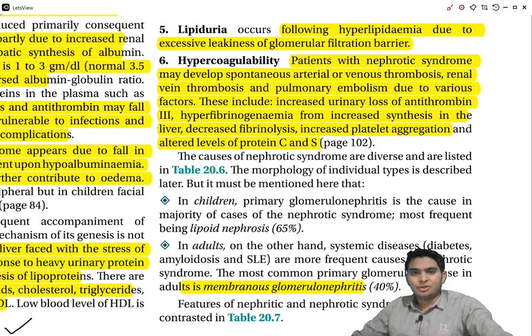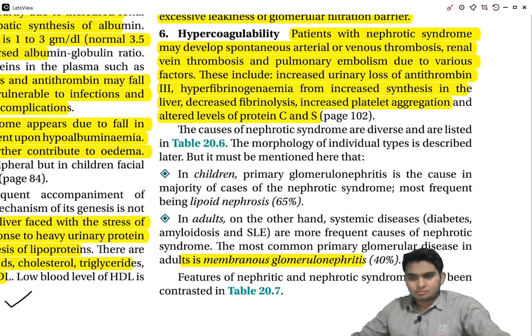The next feature is lipiduria. It occurs following hyperlipidemia due to excessive leakiness of the glomerular filtration barrier. And the next feature is hypercoagulability. It is due to the urinary loss of antithrombin 3, hyperfibrinogenemia from increased synthesis in the liver, decreased fibrinolysis, increased platelet aggregation, and altered levels of protein C and S.